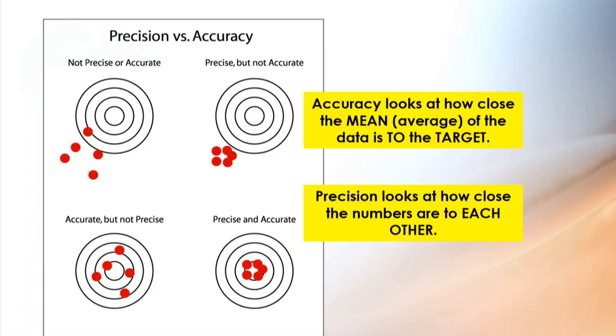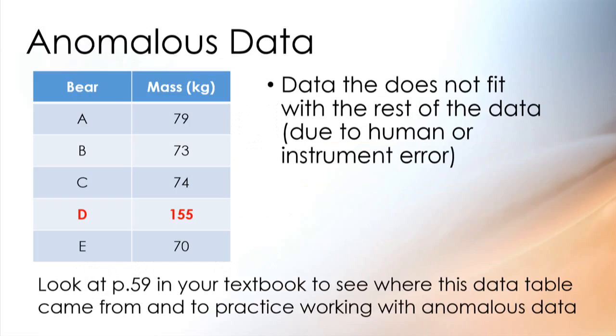It is possible to be neither precise nor accurate, which is our top left; precise but not accurate, top right; accurate but not precise, bottom left; and precise and accurate, which is our bottom right. If this chart is helpful for you, I would copy it down in your notes.